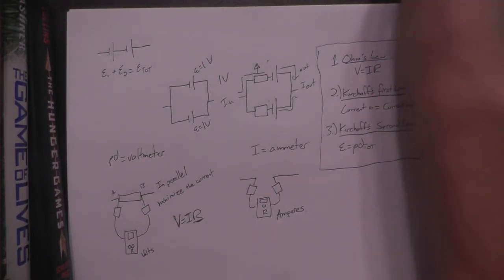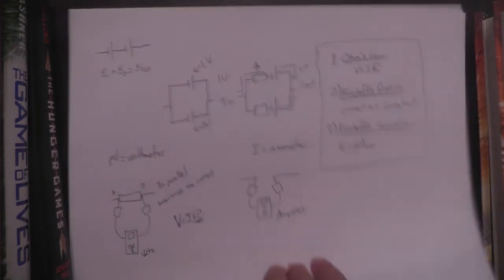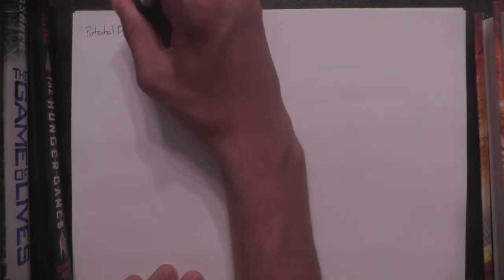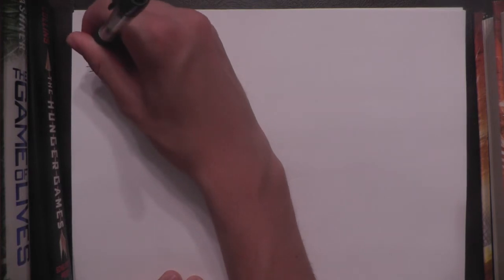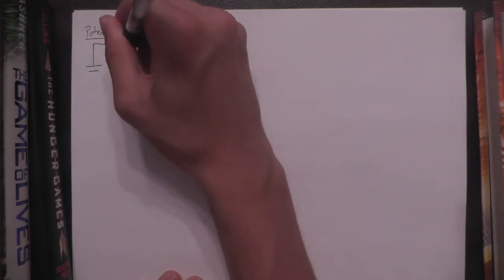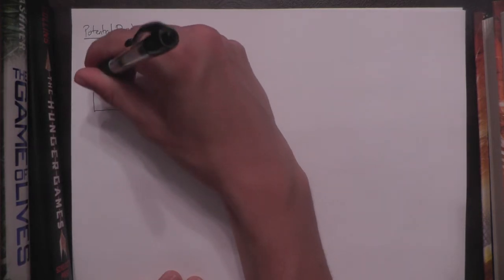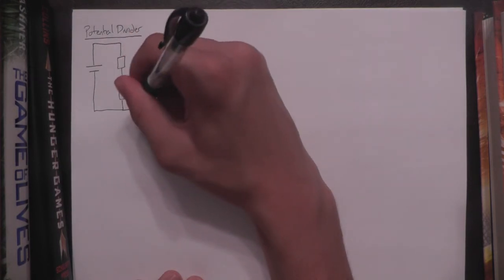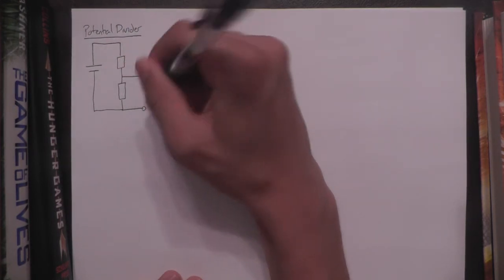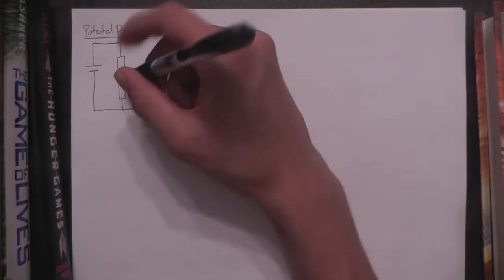There are two weird, unique cases when it comes to circuit problems. The first of which is the potential divider. The whole deal with the potential divider is you've got your cell, it connects to one resistor, it connects to another resistor. But around your second resistor here, you've got this thing. That's your potential divider. It just wants the voltage of this specific resistor.